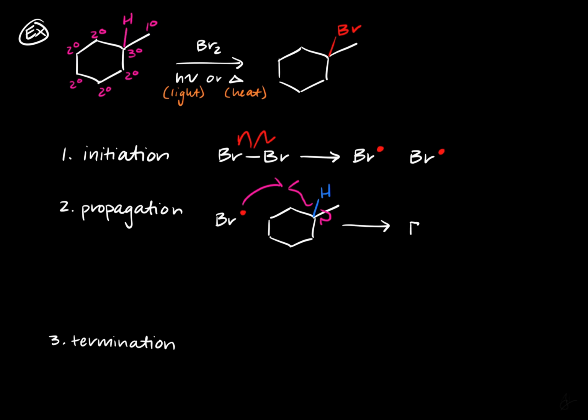What does this give us? Well, this gives us BrH, and we'll use the pink color here to show the new bond that's formed, or HBr, oftentimes probably more often written that way, but both is fine. And this green arrow will be the formation of that radical.